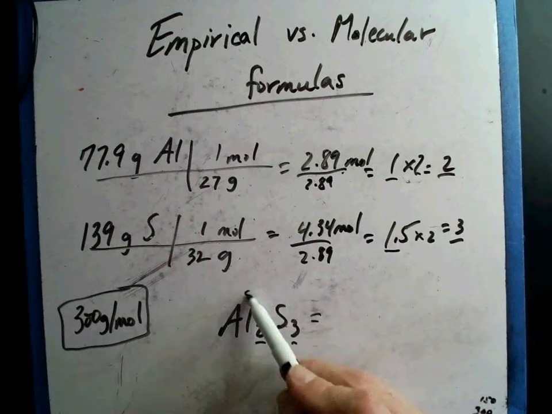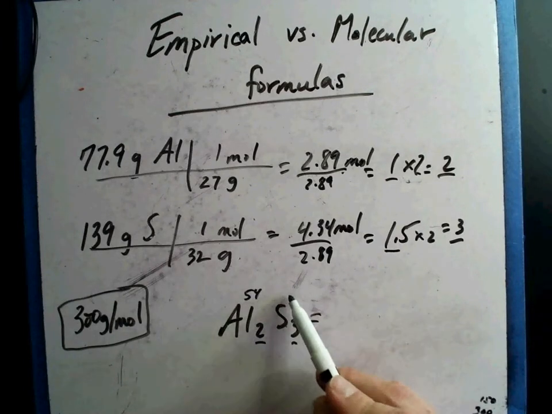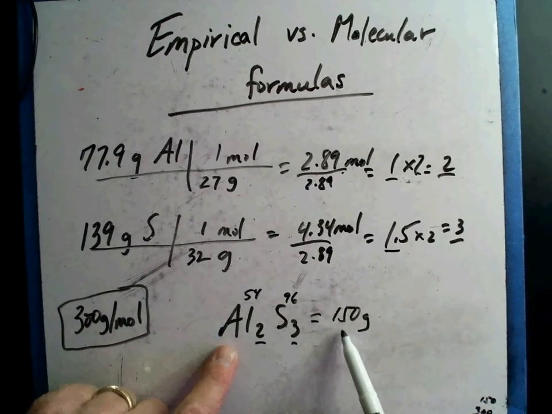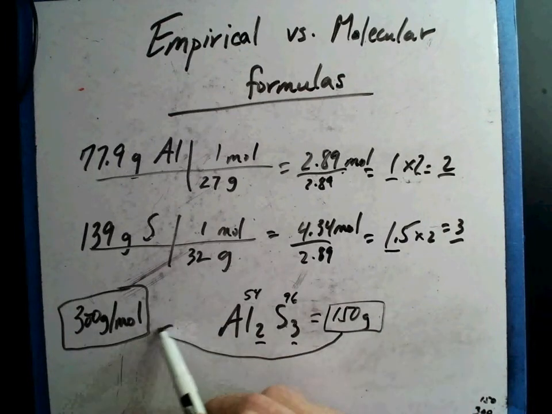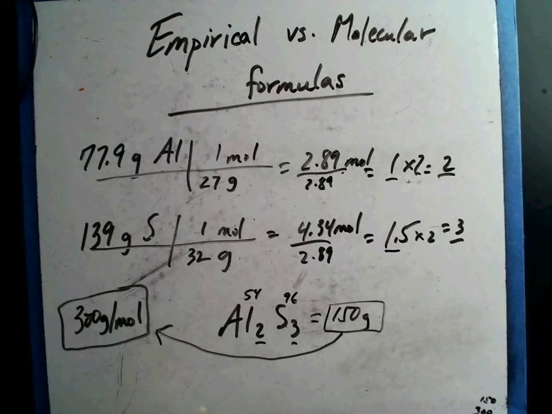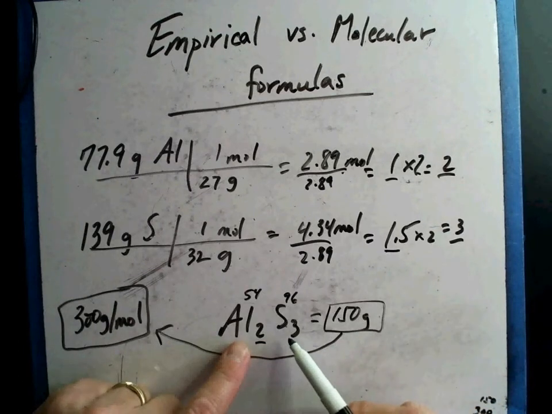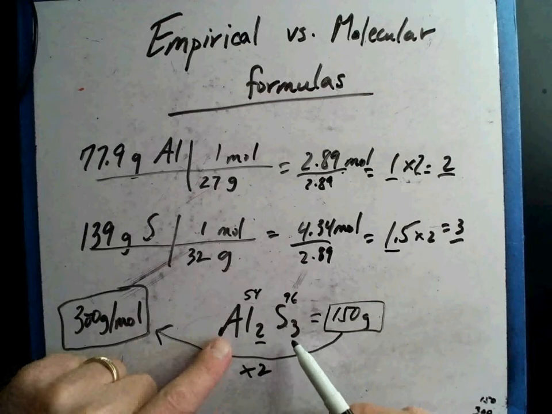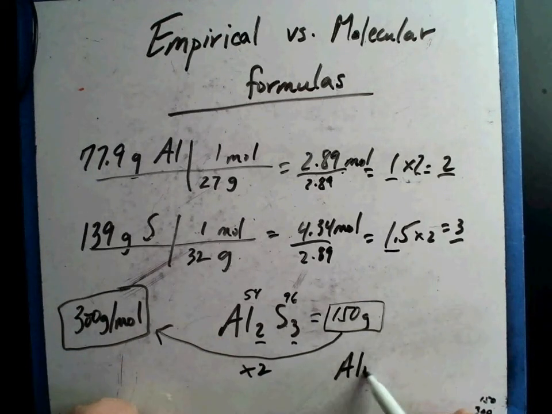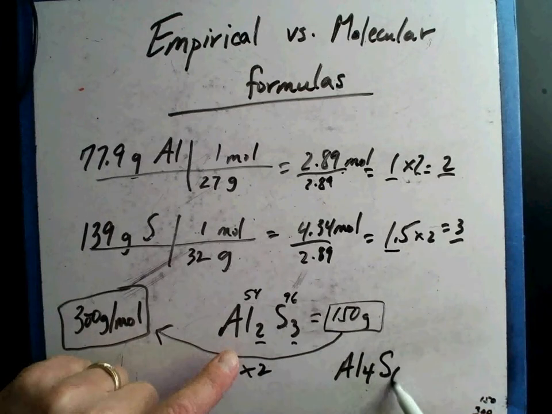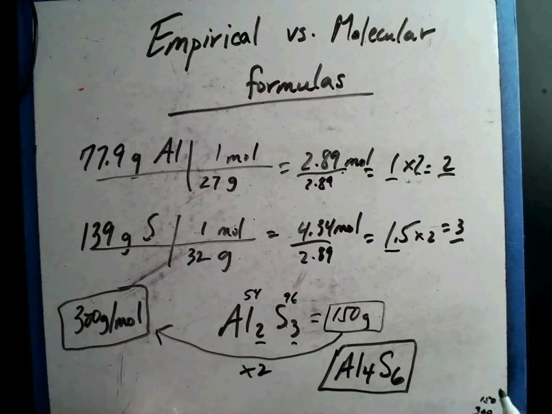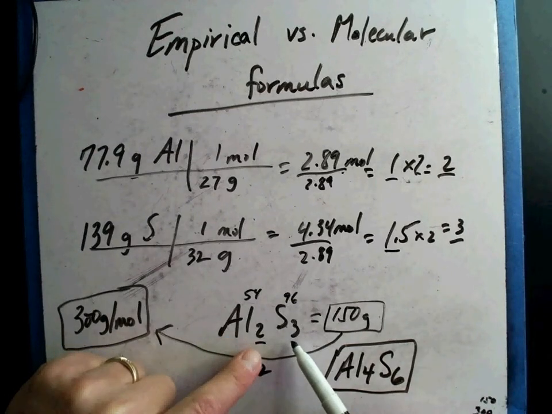This is 27 times 2, which is 54. This is 32 times 3, which is 96. Add those together, it's 150 grams. Perfect. So my skeleton weighs 150, but the lab said it weighs 300. So what does that tell you? Is this the formula? No, but that's the skeleton. How many times does 150 go into 300? 2 times. So it should be double this. So the molecular formula has to be double the numbers. Al2S3 becomes Al4S6. This is an empirical formula because I cannot reduce the numbers.